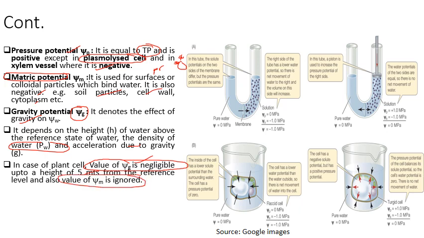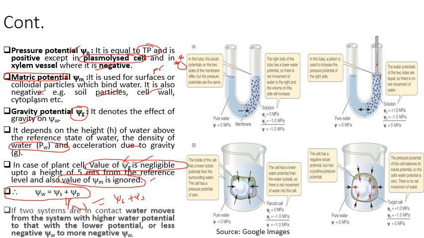So the water potential is equal to solute potential plus pressure potential, because the values of gravity potential and matric potential are negligible, so they can be ignored. That's why water potential is equal to solute potential plus pressure potential.